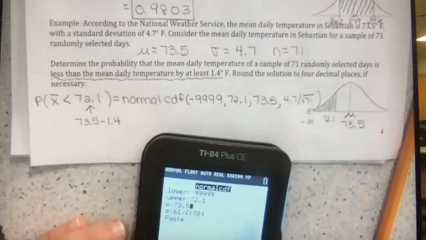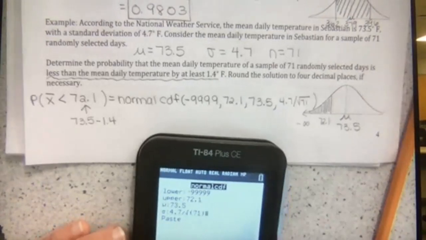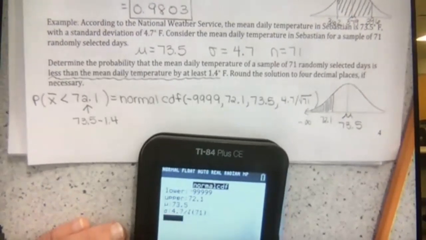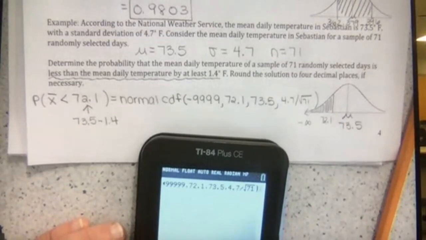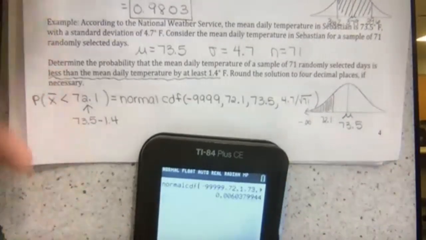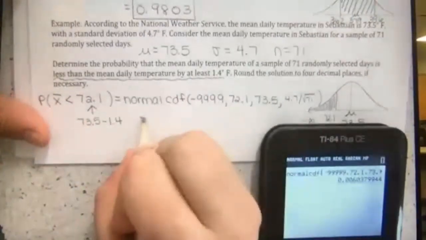Our mean is 73.5. And our standard deviation is 4.7 divided by the square root of 71. So we press paste. It should all look the same, which is what's written on our paper. Press enter. There's our answer. There's our probability.